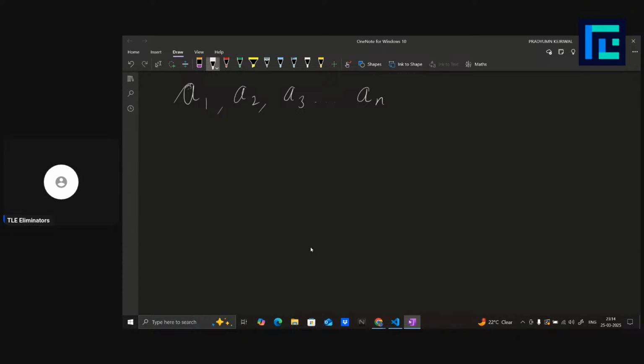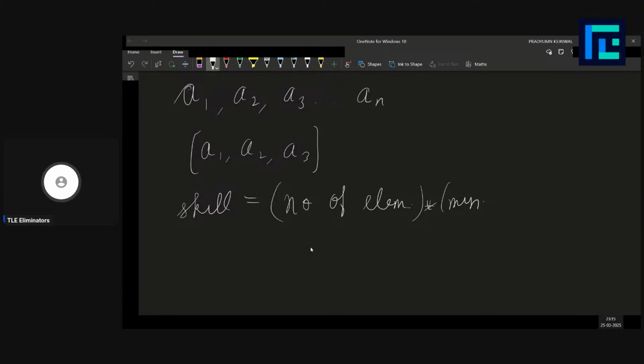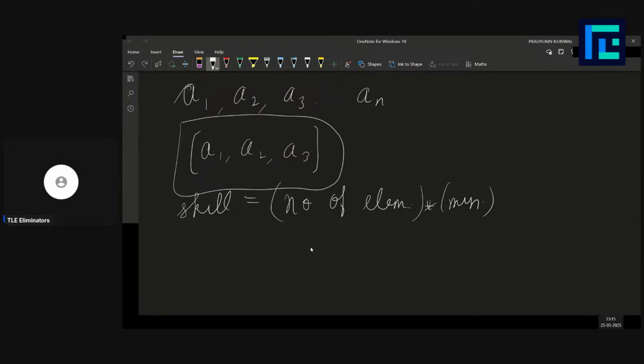And let's say we form a team of, let's say, A1, A2, and A3. Then the skill of this team is defined as number of elements times the minimum element in this array. So whatever is the minimum, multiplied by 3 in this case, because we have 3 elements. So that is the skill level of this team.